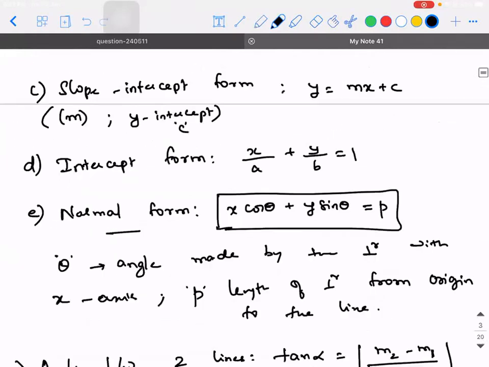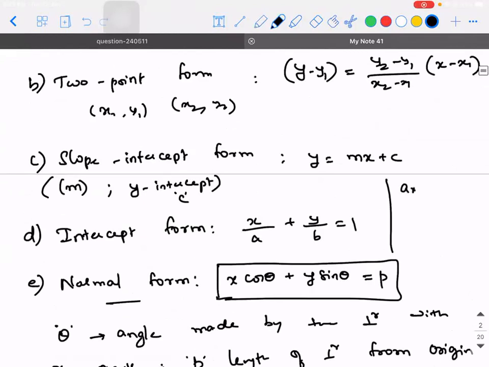Similarly, one last point. If a line is given as ax plus by plus c is equal to 0, what is the slope of this? Slope is minus a divided by b, that is, the negative of the coefficient of x divided by the coefficient of y. So these are all the formulae that are there in the chapter.